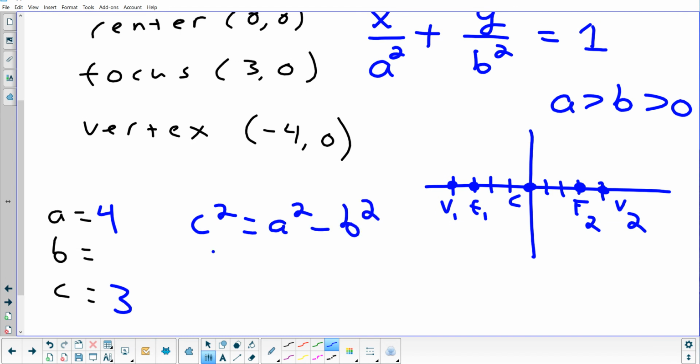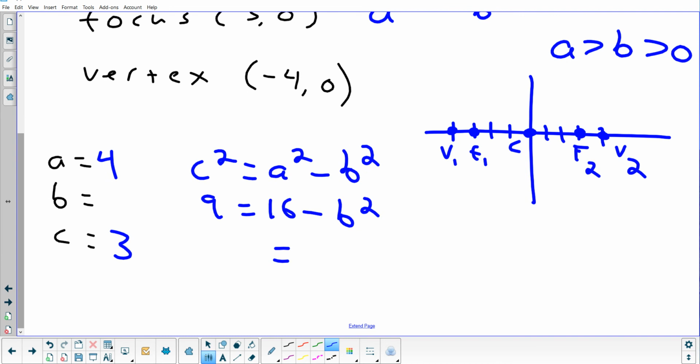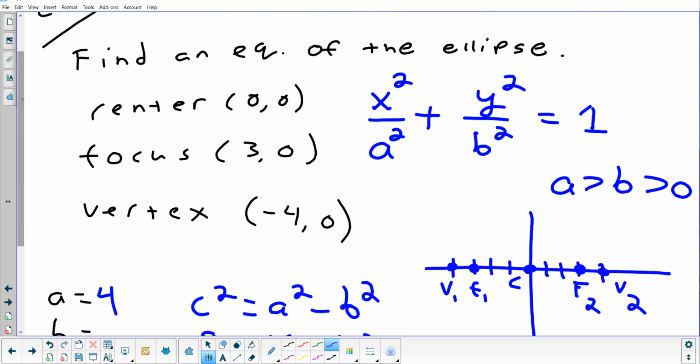C squared equals A squared minus B squared. Okay, what's C squared? 9. A squared? 16. So that means B squared is going to equal how much? 7. And you don't even need to solve for B. A lot of times you think, I got to get the variable by itself. You don't need to know B, unless you're making a sketch, then you'd want to know B. But what you really want is B squared.